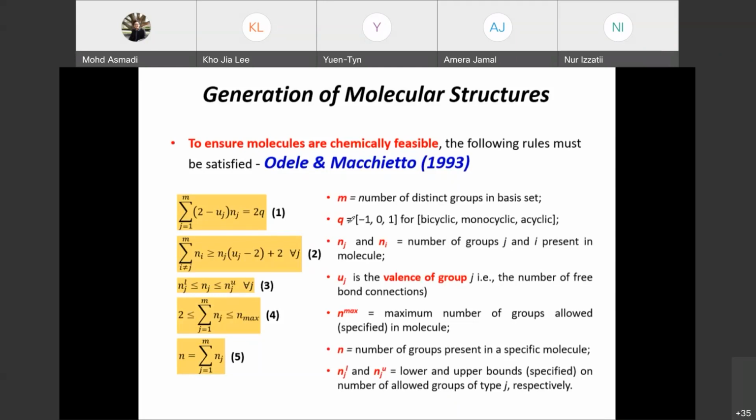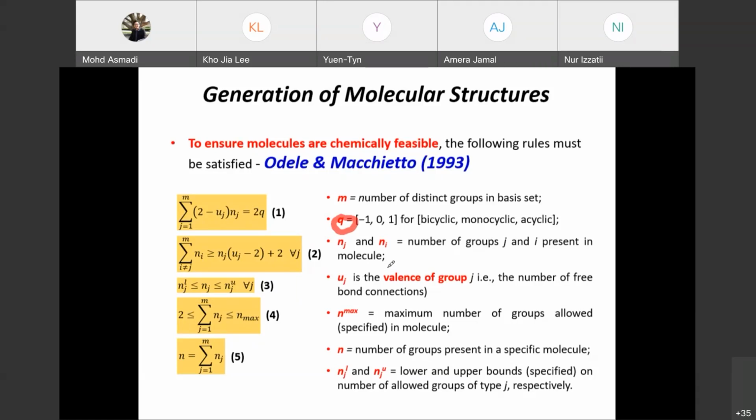Q represents whether your molecule is bicyclic, monocyclic, or acyclic. If bicyclic, the number should be -1, monocyclic is equal to 0, and acyclic is equal to 1. Nj and Ni are the number of groups j and i present in the molecule. So for example, if you have CH3 and CH2, you define j as CH3, and the rest, CH2, is i.